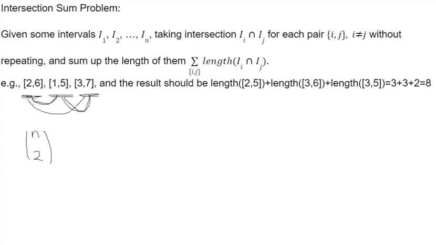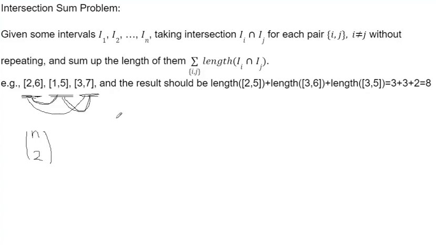So we want to write a MATLAB script to realize this process. We want to have a MATLAB function. So what is our input? Our input are those intervals, right? Interval 1, 2, 3. But in general, if we have hundreds or thousands of intervals, we don't want to have those individual intervals as our input.